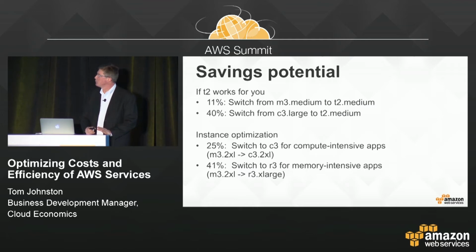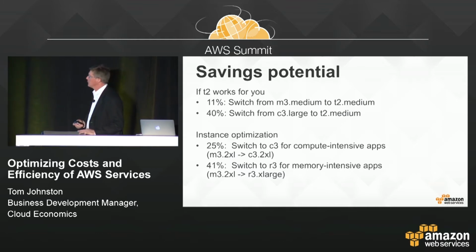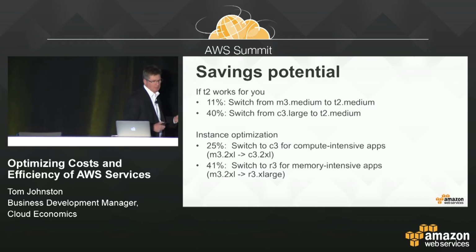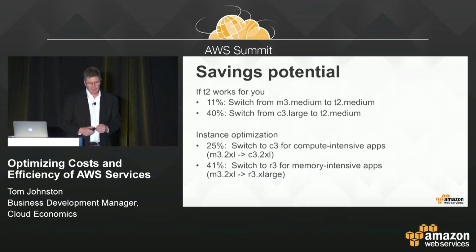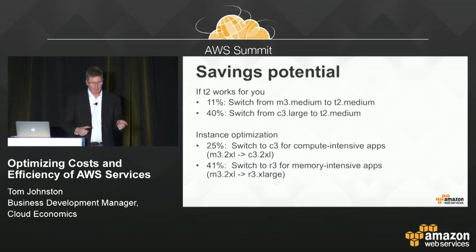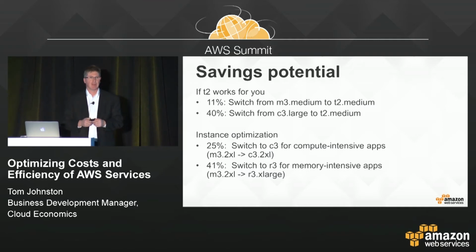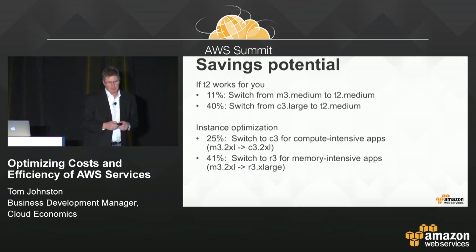Because the T2 bursts to the same level as the C3, the peak of the T2 is the same level as the C3, it will work in many cases, not all, and that's a 40% savings right there. Okay? If you move from an M3 to a C3 of the same size, you can save 25%. And if you can switch from an M3 2XL to an R3 extra large, those have roughly the same amounts of memory, that's a 40% savings. So there's real money available here in EC2 by picking an instance that's appropriate to you.